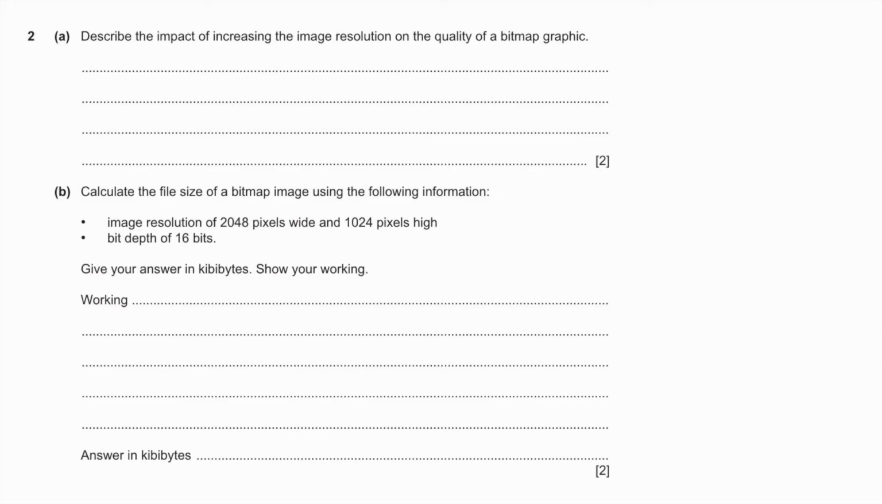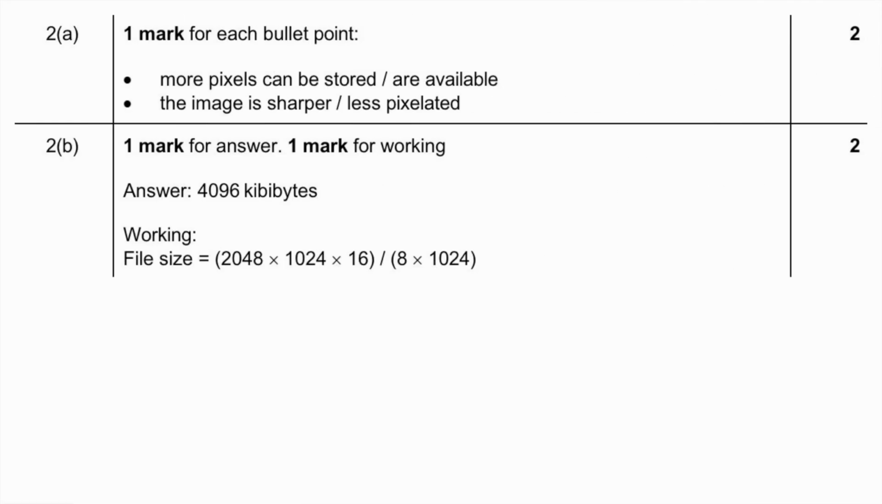Like we just have more pixels that allow us to display more colors and more different features in a fixed area, so like in a given area. And I think probably the mark scheme expresses that better. It says more pixels can be stored, and so the image is sharper and less pixelated.